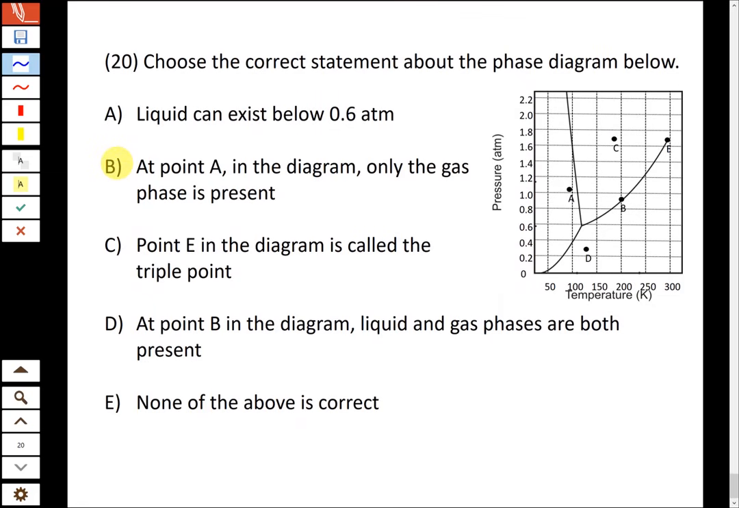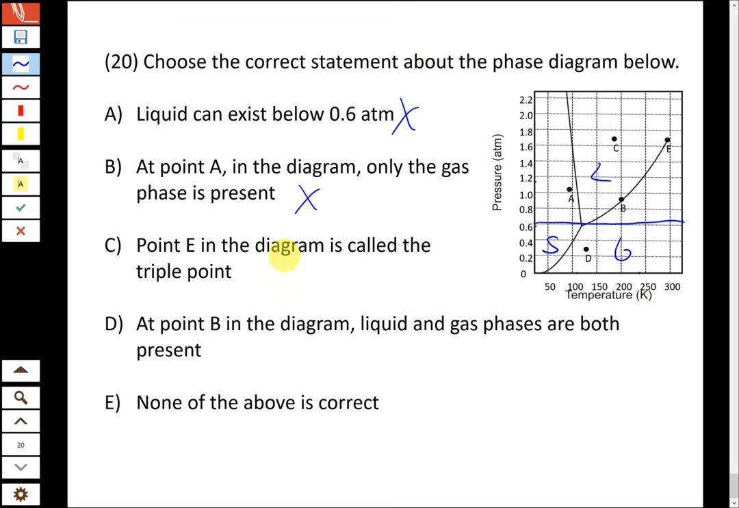All right, here we're asking a question about a phase diagram. We want to know which is correct. Liquid can exist below 0.6 atmospheres? 0.6 atmospheres is the triple point, which takes us directly from solid to gas. You don't have the liquid phase anymore, so that one is false. At point A in the diagram, only the gas is present? Left side is solid, middle is liquid, right side is gas, so that one is false.